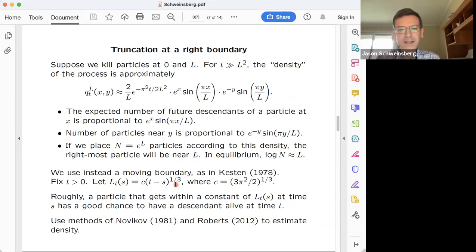So roughly speaking, if a particle gets close to L_t(s) at time s, then it has a good chance to have a descendant alive in the population at time t. And results of Matt Roberts, which build on earlier work of Novikov, then allow us to get an approximate formula for the density, even when the right boundary is moving over time. And because our right boundary is moving very slowly, the density formula resembles very much this density formula for branching Brownian motion in a strip.